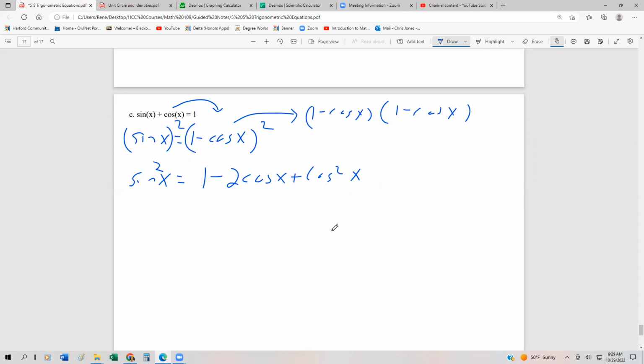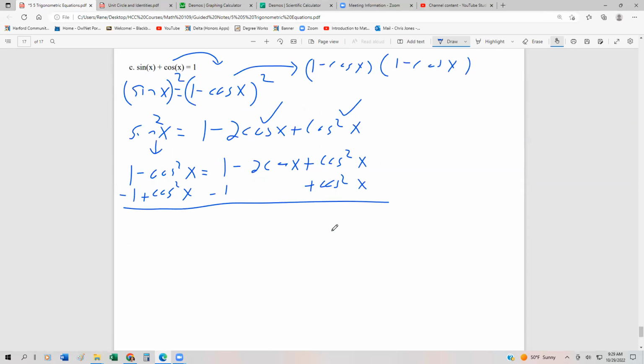All right. Now, I think for us, we'd like everything to be in terms of cosine, just because there's a cosine and a cosine. And so we can use the Pythagorean identity, and so this can be written as 1 minus cos square of x. And we have 1 minus 2 cos of x plus cos square of x. Now I'm going to subtract 1 from both sides, and I'm going to add cos square x to both sides.